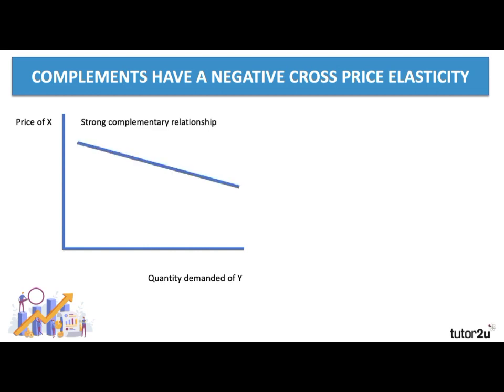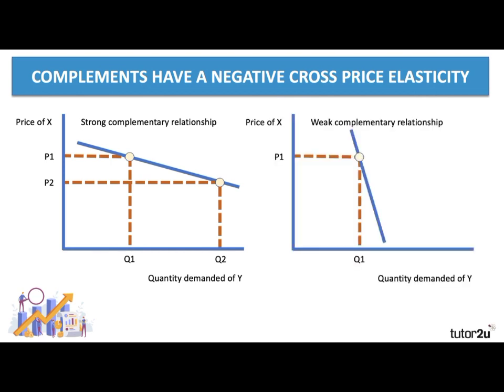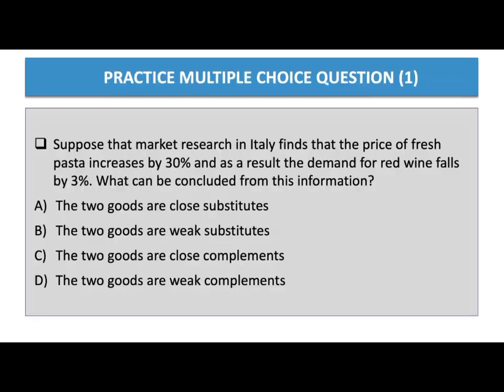If the price of X goes down, people buy more of X, and they'll also buy more of a complement Y. And this diagram shows a fairly strong complementary relationship. If the price of X goes down from P1 to P2, the quantity demanded of Y increases quite substantially. Strong negative relationship between the price of X and demand for Y, whereas this diagram here shows a weaker relationship. A big fall in the price of X only leads to a relatively marginal increase in the quantity demanded of Y.